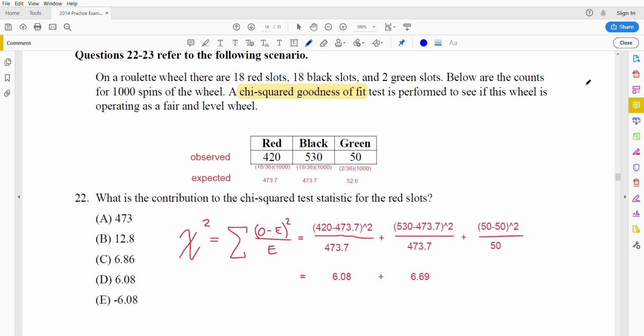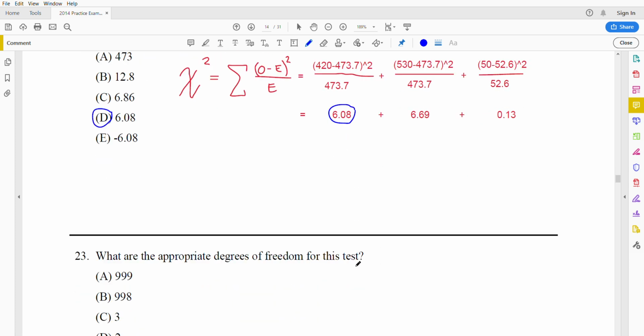If I simplify the first term, I get 6.08. If I simplify the middle term, I get 669. And there I've made the change. And when I simplify the last term, we get 0.13. So the question was, what is the contribution from the red slots? That's going to be the 6.08, and so that matches choice D.